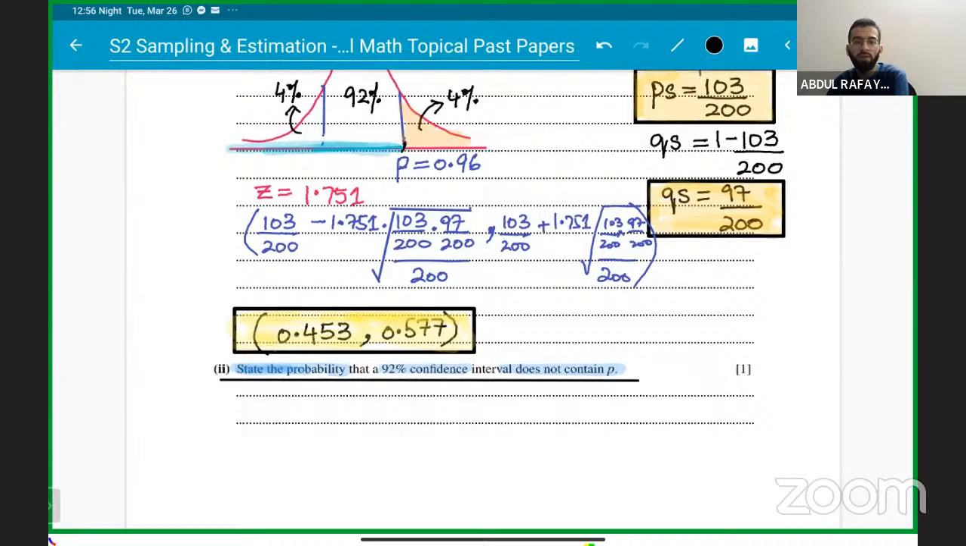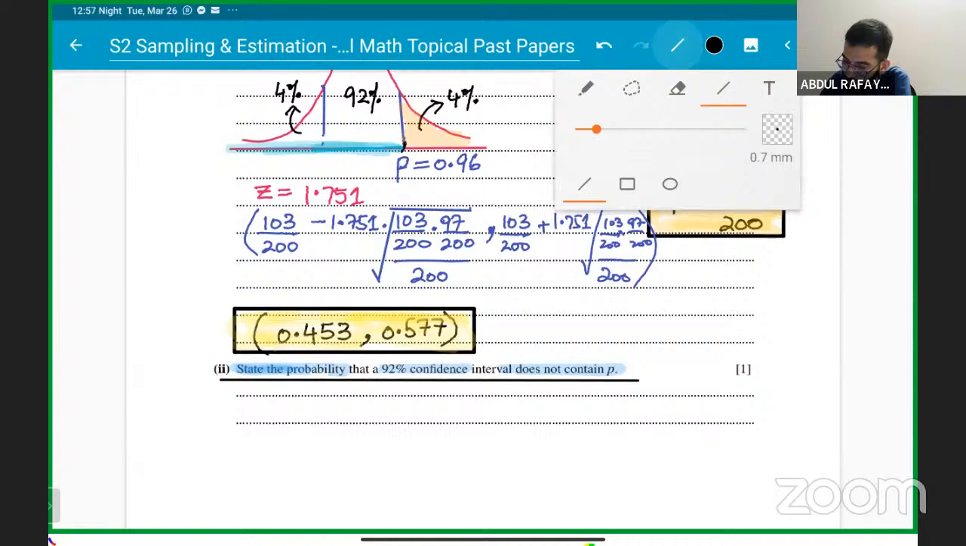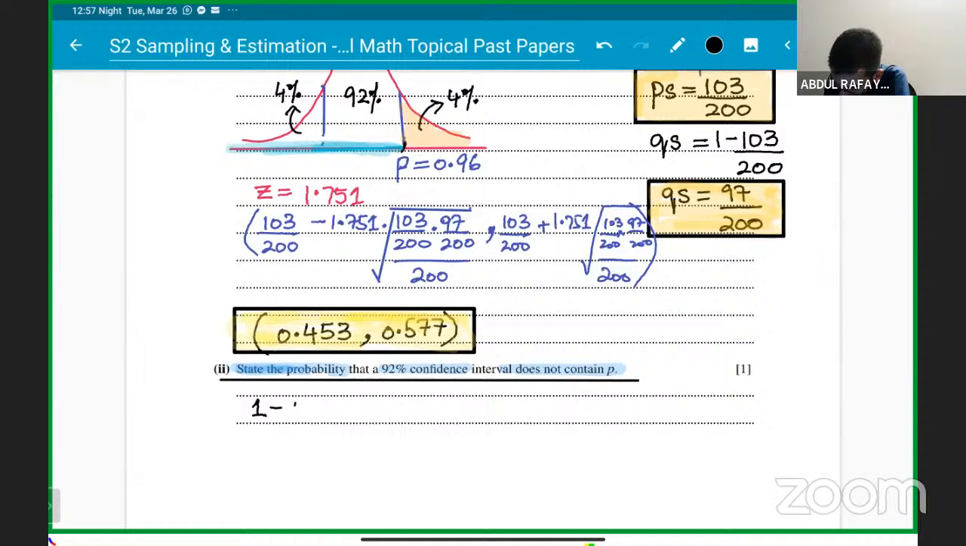So what will be the probability that it will not contain p? It's very simple, as we have always talked about from basic probability, it will be 1 minus the 92%. If it contains p with 92% probability, then the probability that it does not is 8%, or you can say 0.08 as well, for one mark. That's what you have to state: there is an 8% chance that the proportion p will not be in it, okay?